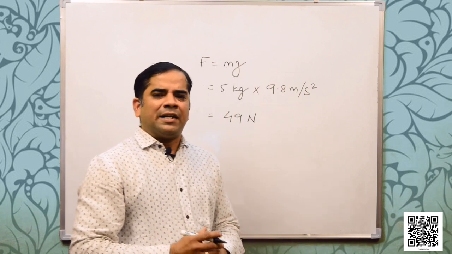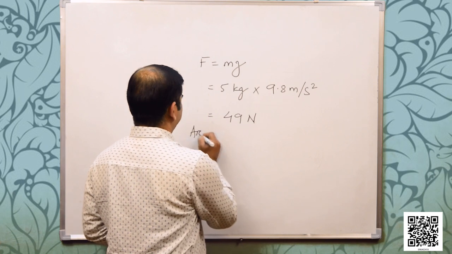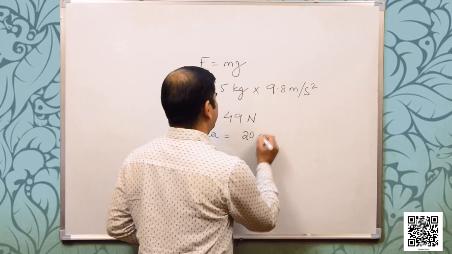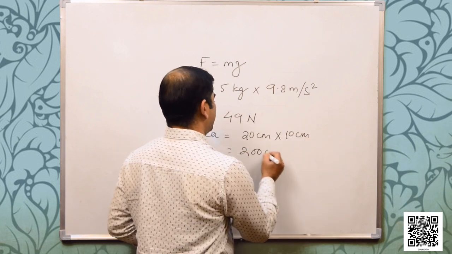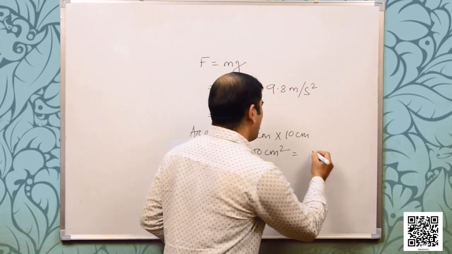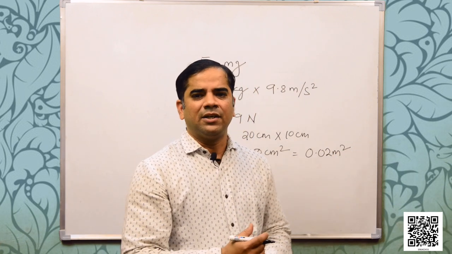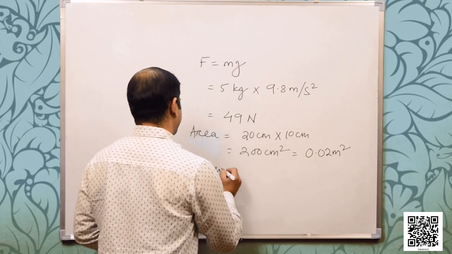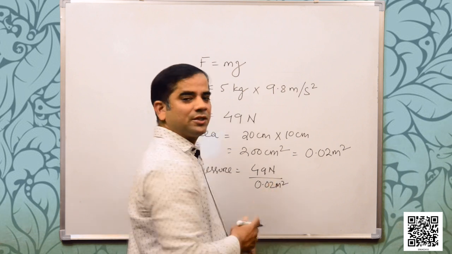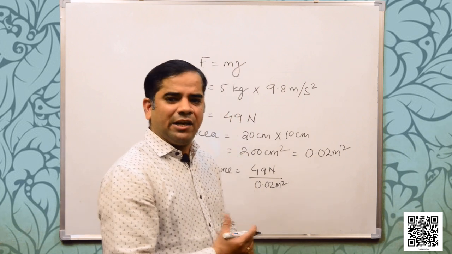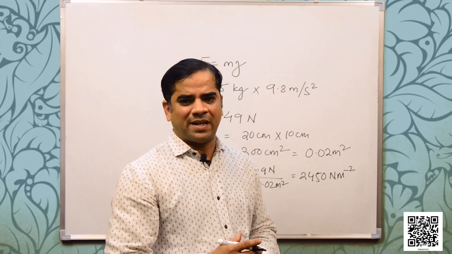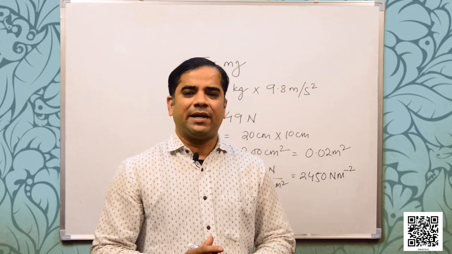Okay. So, area of a side is length into breadth. In the first case, it is 20 centimeter and 10 centimeter. So, area is equal to 20 centimeter into 10 centimeter, that is 200 centimeter square. Fine. So, when we convert it into its SI unit, it will give us 0.02 meter square. Fine. So, what is pressure? Pressure is thrust per unit area. So, thrust is 49 Newton divided by 0.02 meter square. And when we calculate, it will give us the value 2450 Newton per meter square. This is when the block lies on the side of dimension 20 centimeter into 10 centimeter.